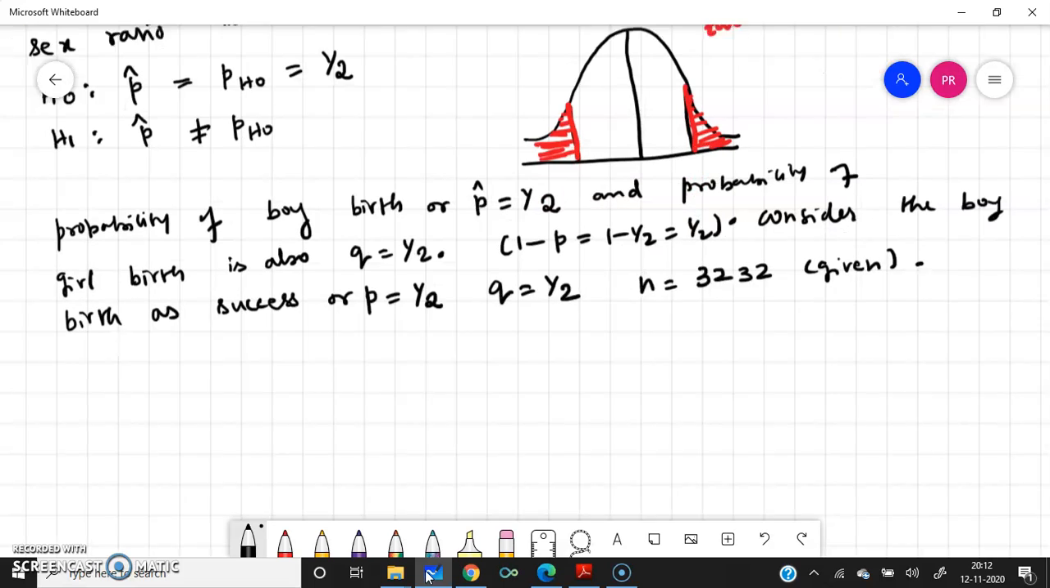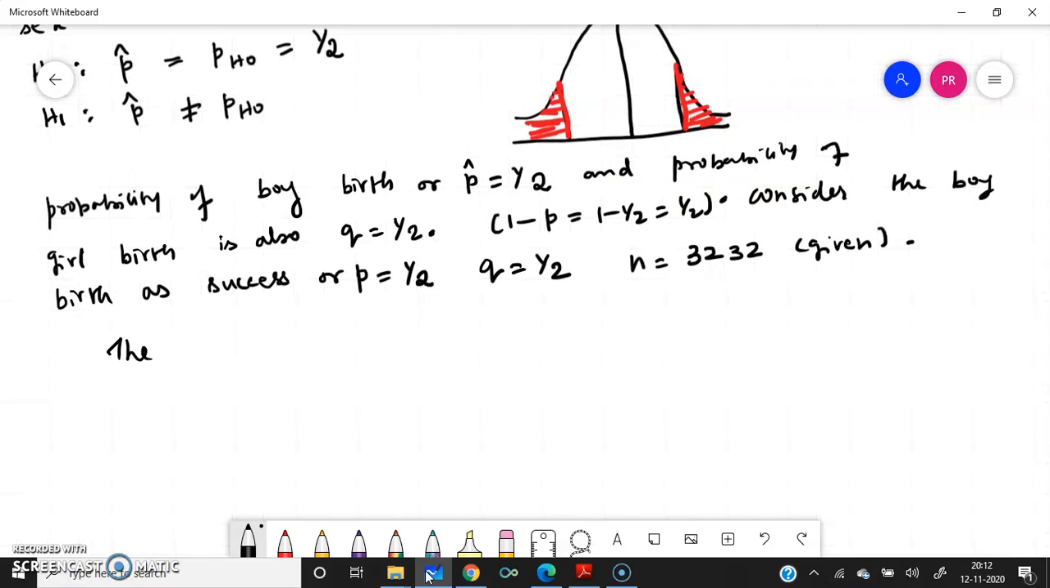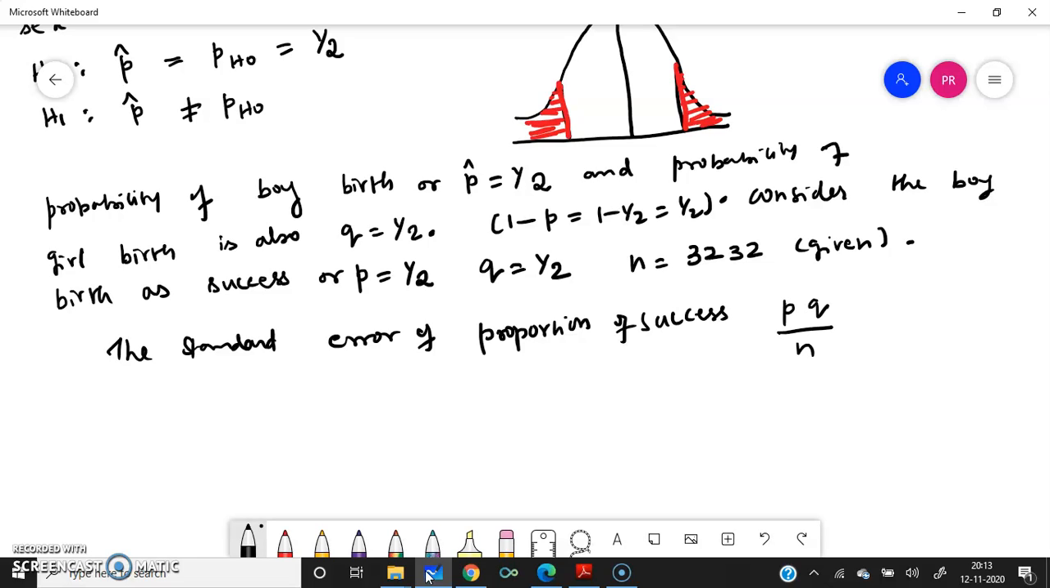Now the standard error of proportion. We have to calculate the standard error of proportion of success. It is always calculated for success only. So the standard error of proportion of success will be, the formula is the root of PQ by N. This is the standard error. What is my P? Half. What is Q? That is also half. N is 3232. If you calculate the value we will get 0.0088, right?